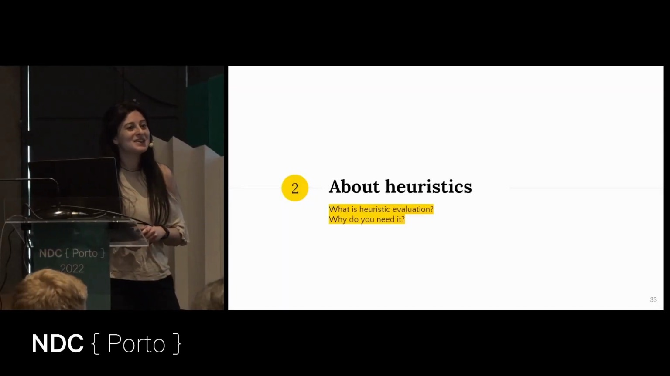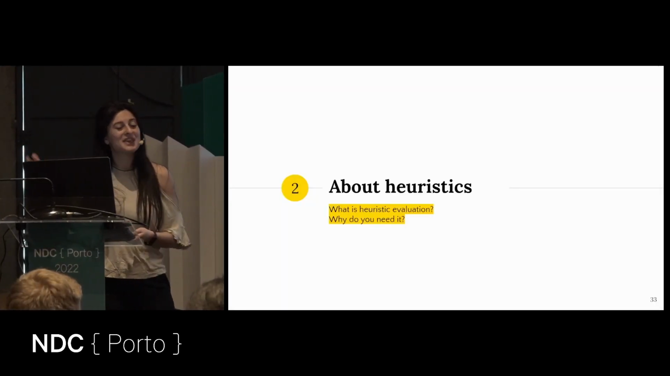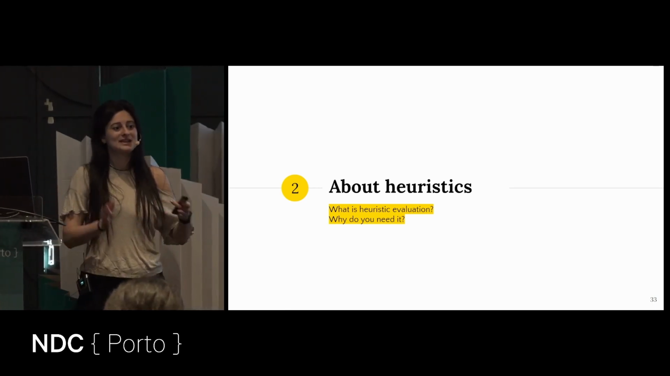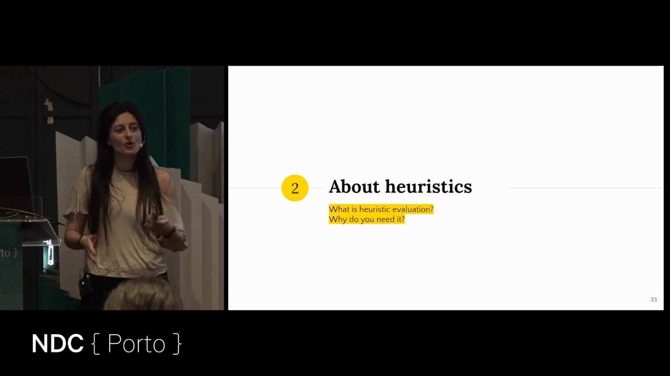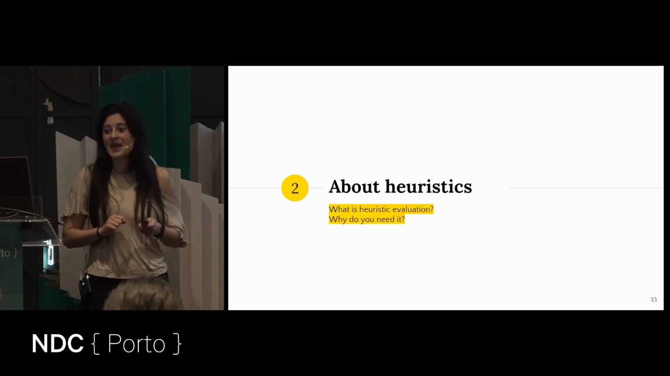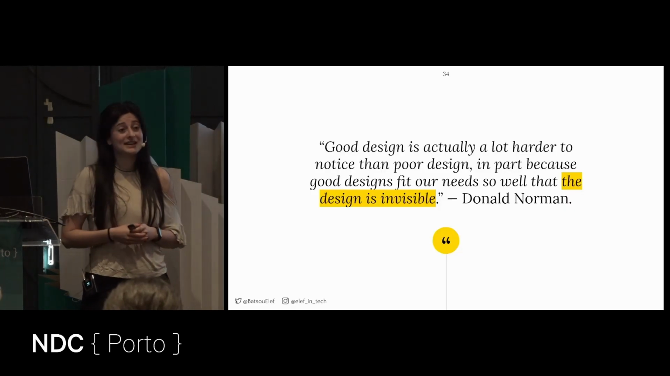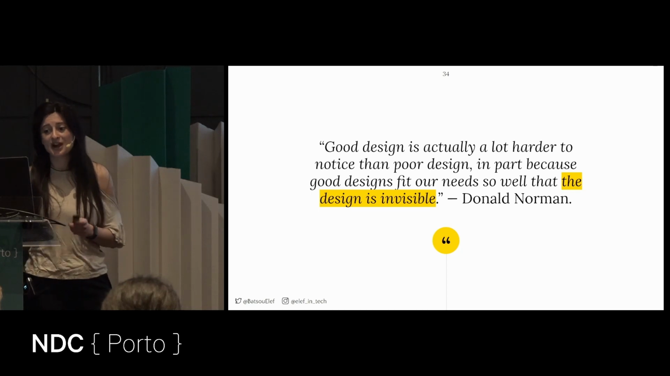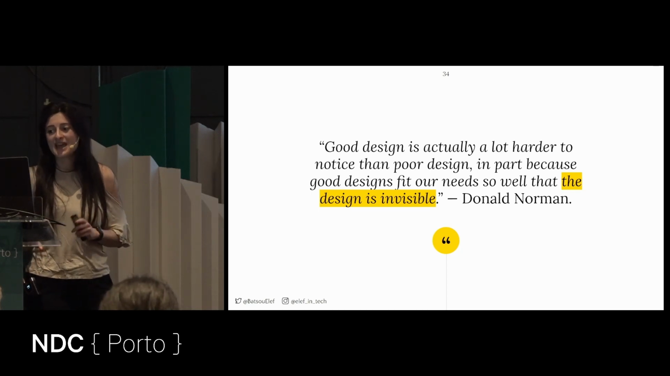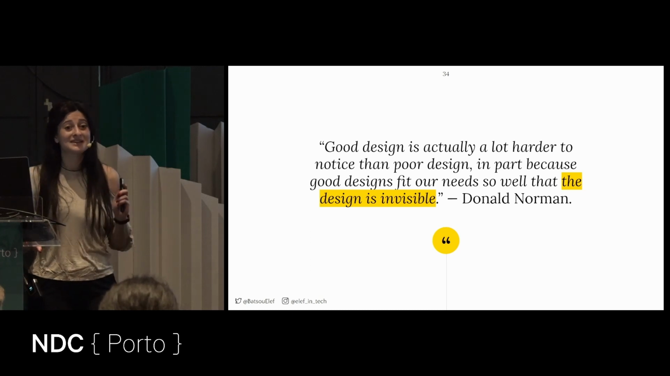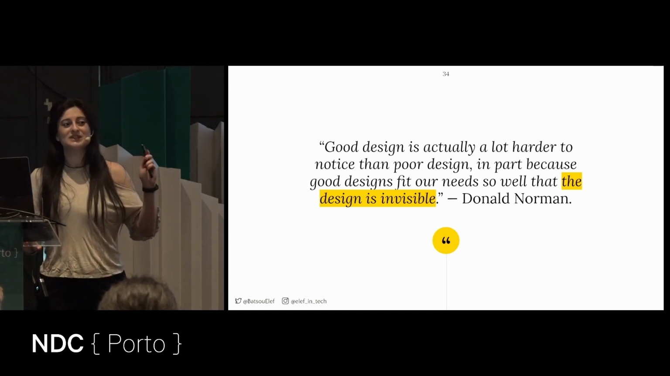Okay, let's continue with the second part of this talk, which is heuristics. And heuristics in one sentence is making decisions with the information you already have. But now let's go a bit deeper. I will start with a quote that I really like, and it's coming from Don Norman. It says, good design is actually a lot harder to notice than poor design, in part because good design fits our needs so well that the design is invisible. We want to achieve that level.